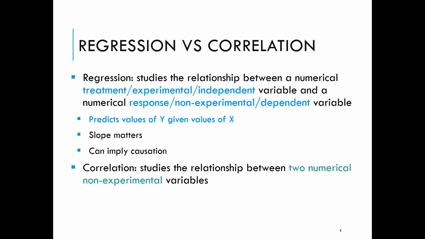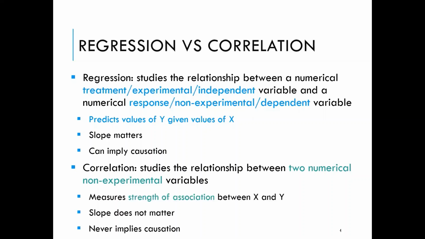Then we have correlation. This studies the relationship between two numerical non-experimental variables. So these are just observed variables. Neither one is being manipulated in that study. It measures the strength of association between x and y. The slope does not matter, and correlation never implies causation for the purpose of our statistics course.